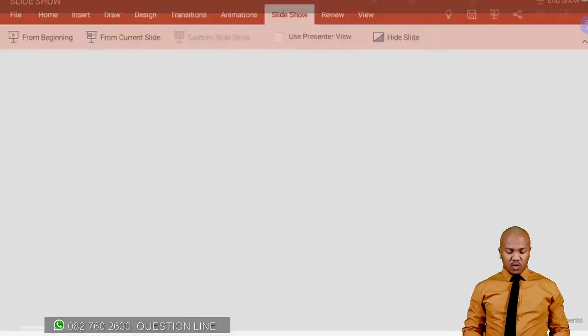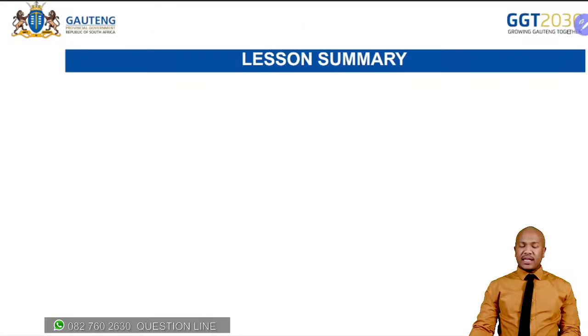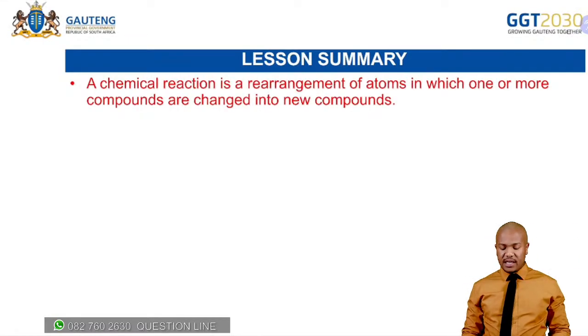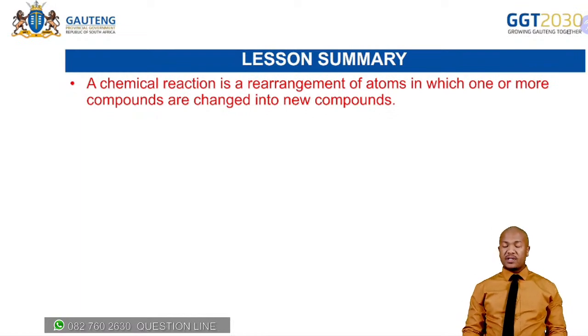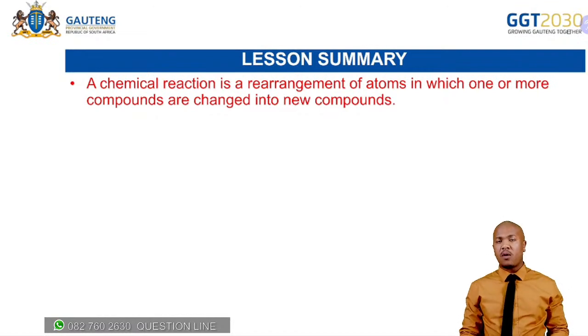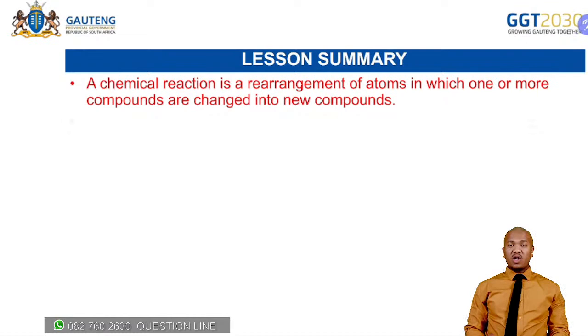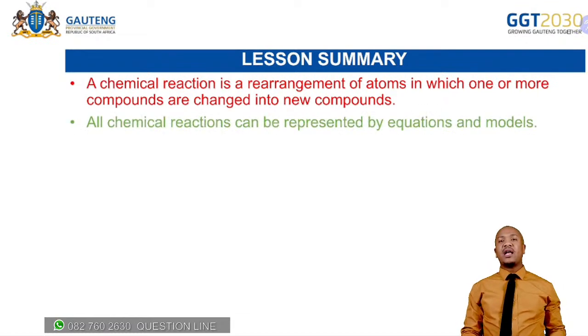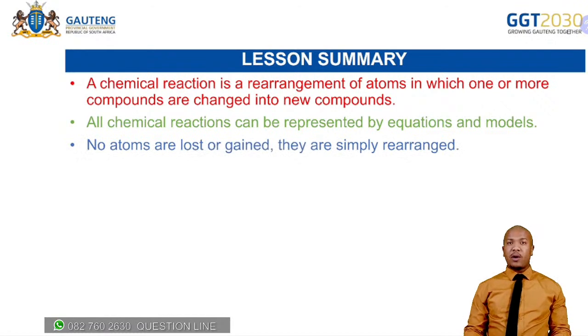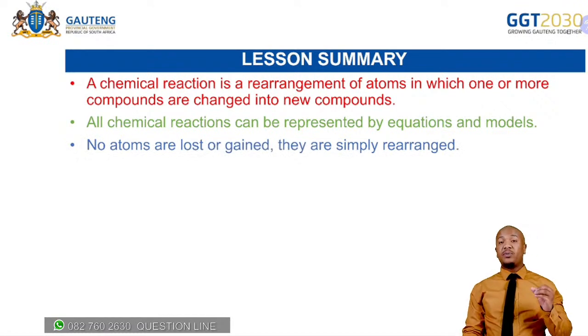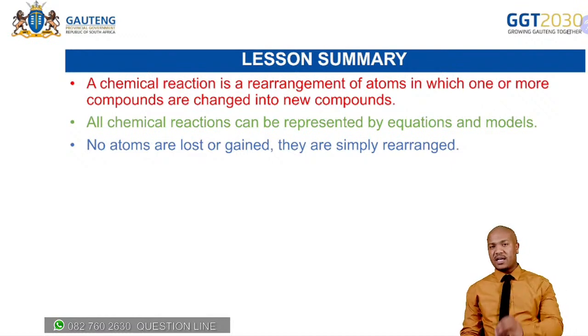Now let's move on to our lesson summary. So right, we said that a chemical reaction is a rearrangement of atoms in which one or more compounds are changed into new compounds. We also said that all chemical reactions can be represented by equations and models. We talked about that no atoms are lost or gained in the reaction, right? But they are simply rearranged.